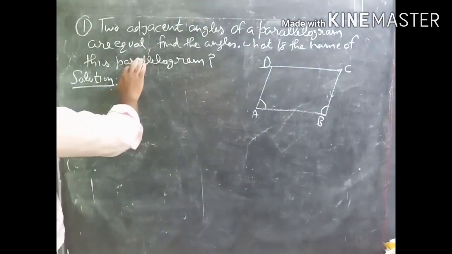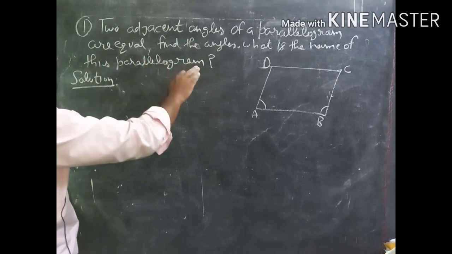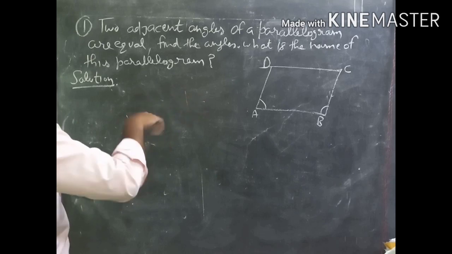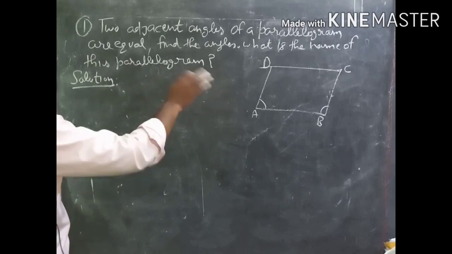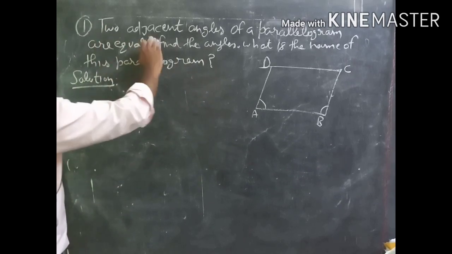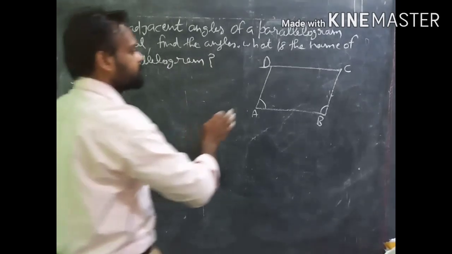In the first sum you can see the statement: two adjacent angles of a parallelogram are equal, find the angles. What is the name of this parallelogram? So we have to find which kind of parallelogram this is. First of all we have to find the angles of the parallelogram. What is given here? Two adjacent angles of a parallelogram are equal. So we can take any two adjacent angles.